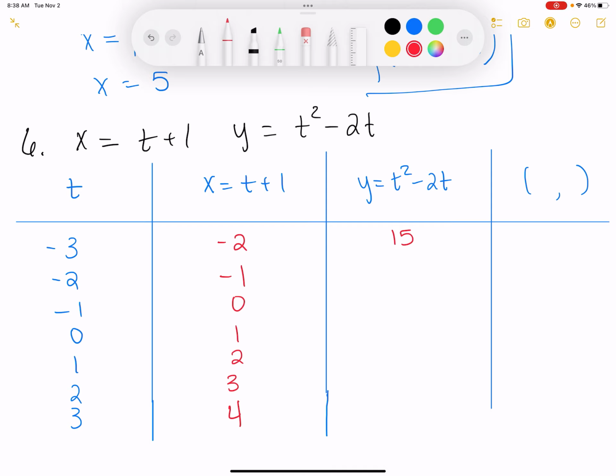Alright, negative 2 squared is what? 4. Negative 2 times negative 2 is 4. So 8. Negative 1 squared is 1, minus 2 times negative 1, so that's 3. 0 squared minus 2 times 0 is 0.